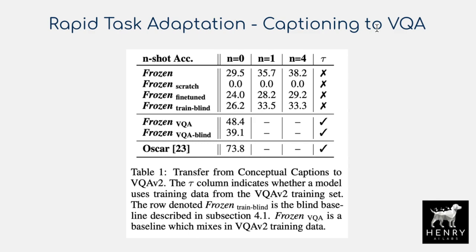So this is an example of task transfer in a different kind of image language task, from captioning to visual question answering. And this n equals 0, n equals 1, n equals 4, going back to the idea of prompting, that's how many examples of the task you're going to show in the input. So say you're asking it, what fruit is this, apple being the answer, and you add to the input, what fruit is this, orange, what fruit is this, banana. These kinds of demonstrations are what they mean by four shot in the context of these prompts.